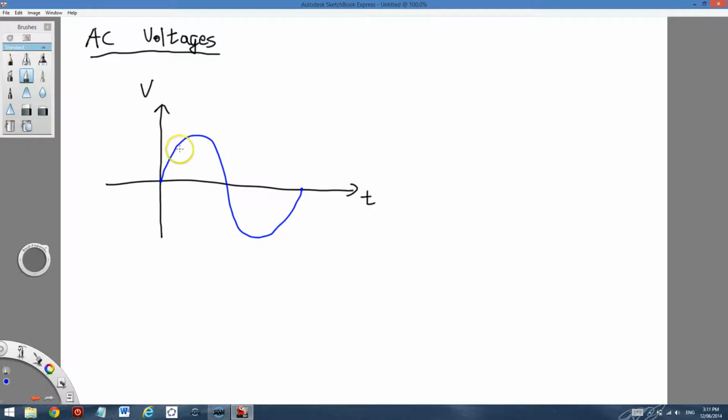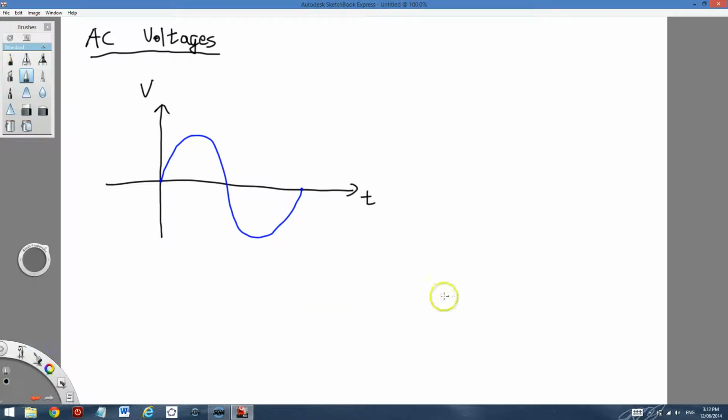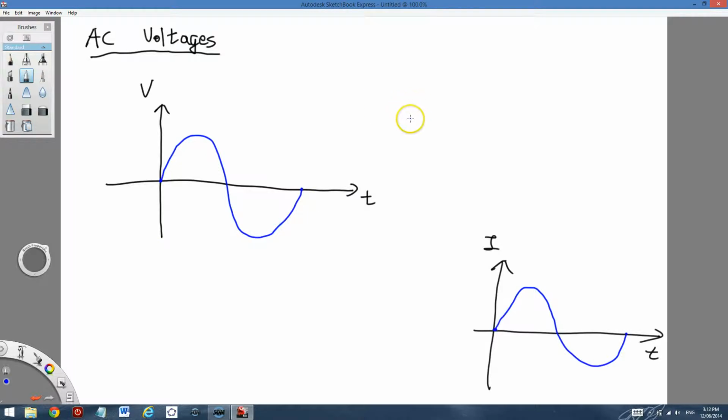Whether the voltage is positive or negative is an indication of the direction of the current, meaning that the electrons are actually vibrating. If I sketch a current versus time graph of AC current, it will be similar. Both voltage and current have the same shape. They're both sine graphs.